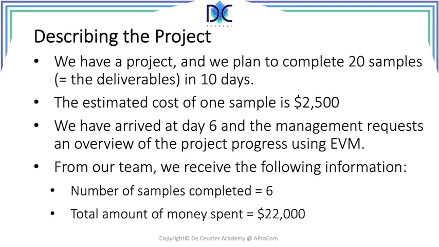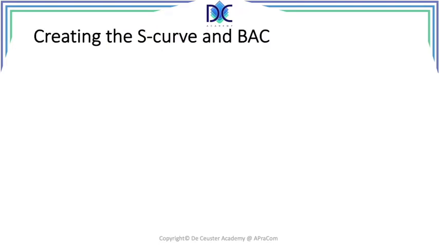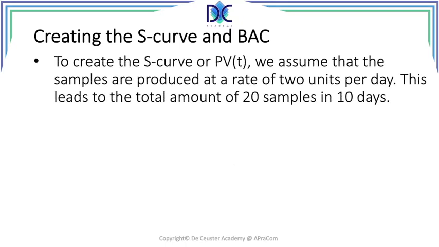Now, with this information, we can, in fact, already determine a lot of parameters. And the first thing that we can do here is to create the S-curve and calculate the budget at completion. We want to find the S-curve, also the planned value over the time. And we assume that the samples are produced at the rate of 2 units per day. So we have a total amount of 20 samples in 10 days.